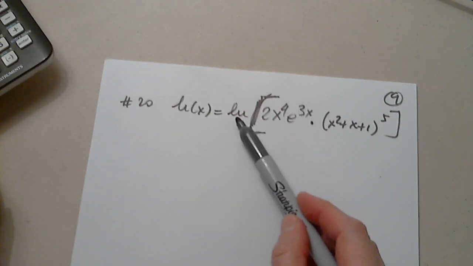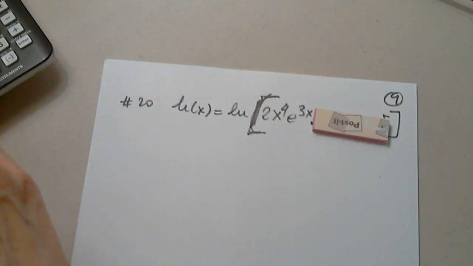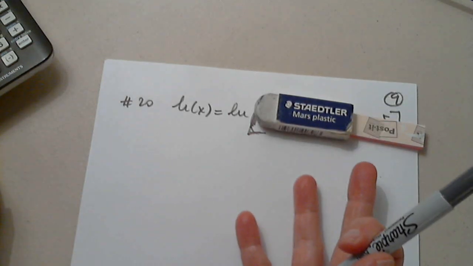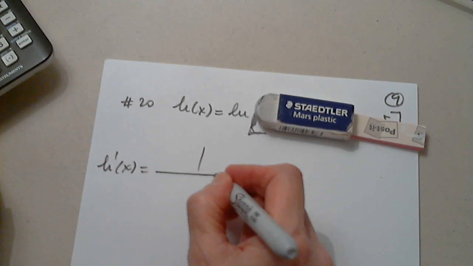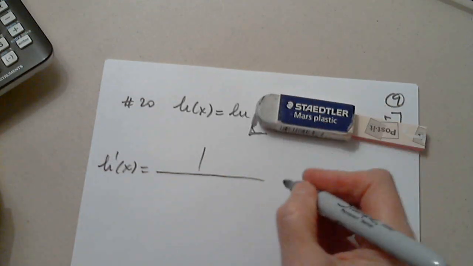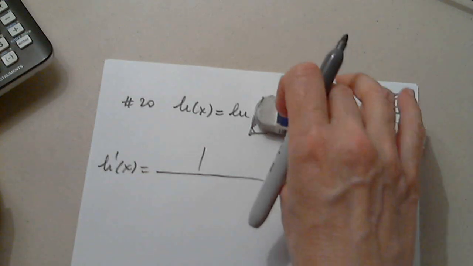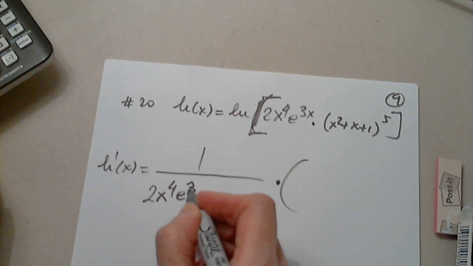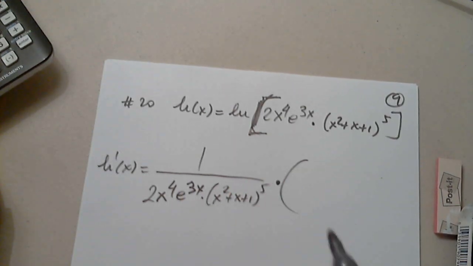Well, we have the outside, which is natural log, and I have the inside, right? So this is natural log of a function. So when I differentiate natural log of a function, I have to have 1 over this whole thing times whatever this is prime. So first I'm going to copy it in the denominator, 2x to the 4th e to 3x times x squared plus x plus 1 to the 5th.